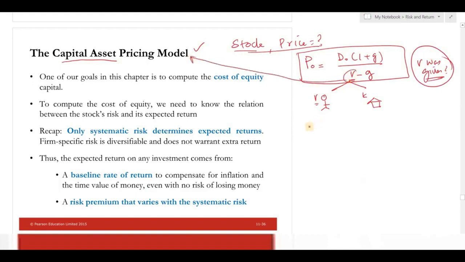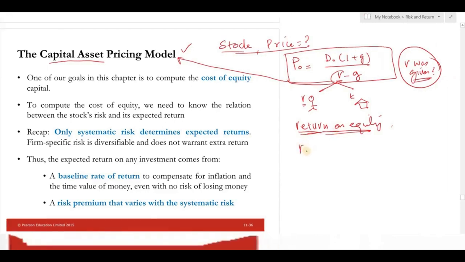So R is basically called the return, right? Return on equity if we are talking about investor perspective. But if it is a company's perspective, we will call it cost of equity capital. Okay. But because now we are talking about risk and return, I will talk about the investor perspective. Okay. So how do we find return on equity?